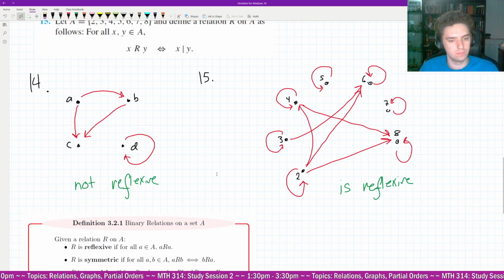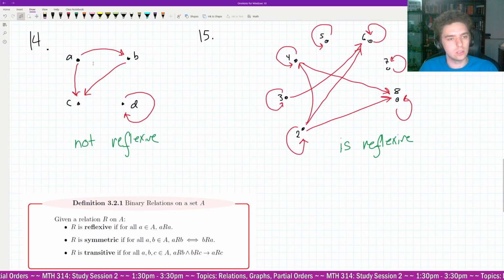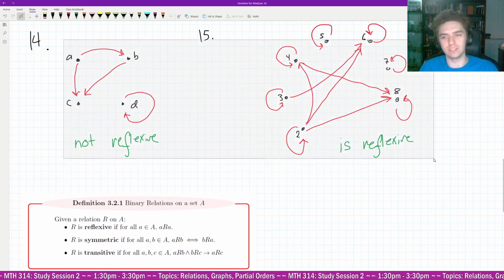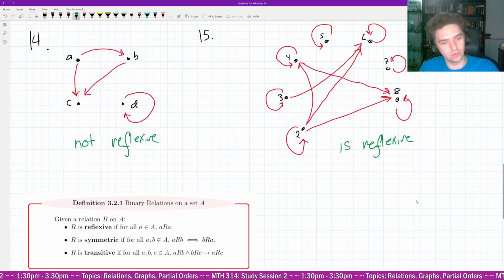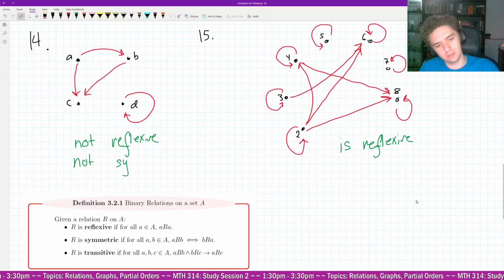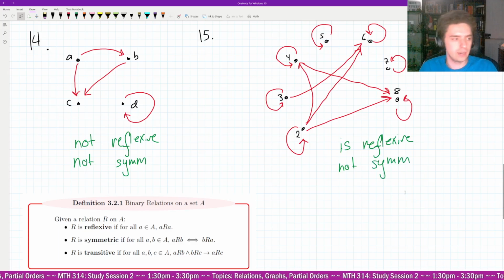Okay, then symmetric. So if a is related to b, then b is related to a, right? So, either of these, what do you guys think? Are either of these symmetric? No, it's not symmetric. Both no, right? Not symmetric. Yeah, that's right. And so now transitive.